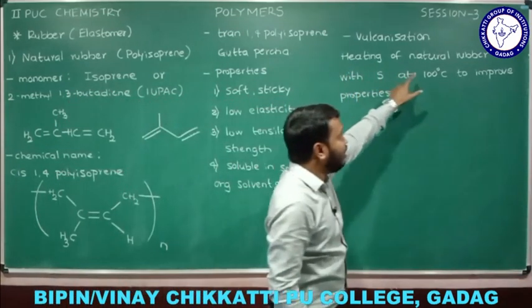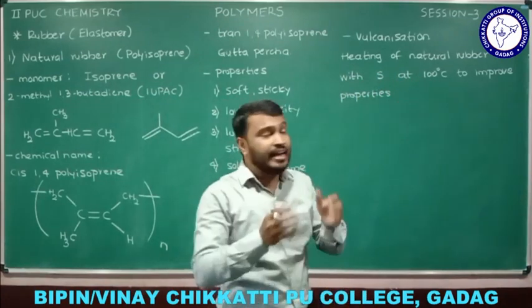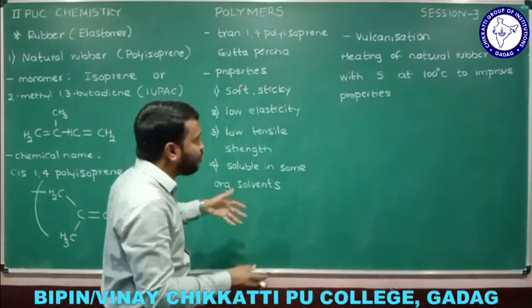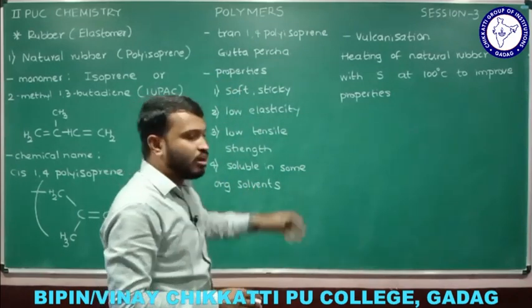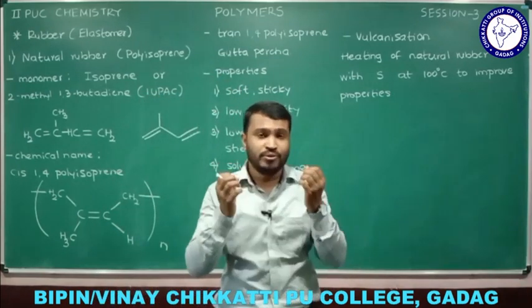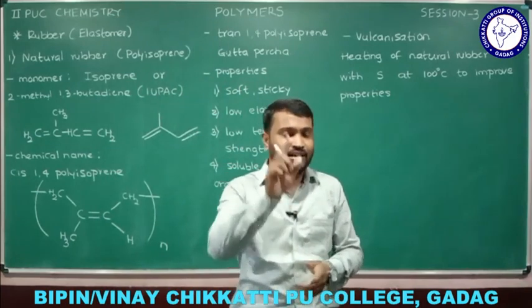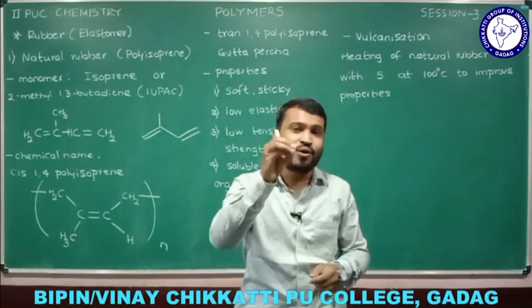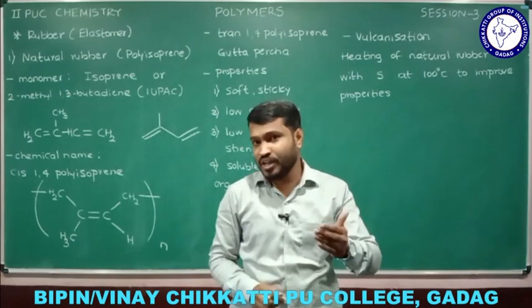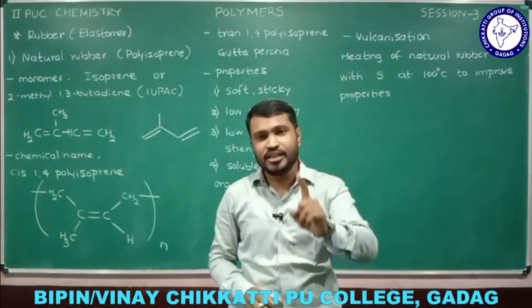What do we have to do? We have to take the natural rubber, which has all these properties, we know that, and we are supposed to improve the properties of natural rubber. We have to heat the natural rubber at nearly 100 degrees Celsius, and we are supposed to add one cross-linking agent. Try to know, the cross-linking agent used is sulfur.